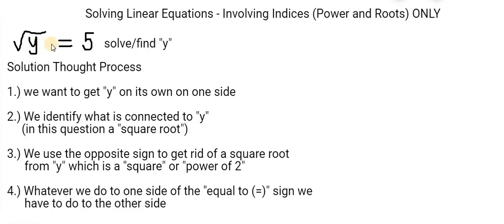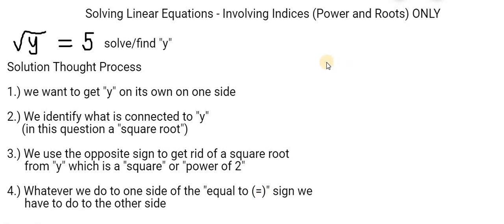which is different. This is square root y is equal to 5. Solve or find y. Once again, to solve or find y means to get y on its own on one side. So we identify what's connected to y. In this case, that is a square root. So we use the opposite sign to get rid of a square root from y, which in this case would be a square or a power of 2. They mean the same thing. And remember, whatever we do to one side of the equals to sign, we do to the other side.